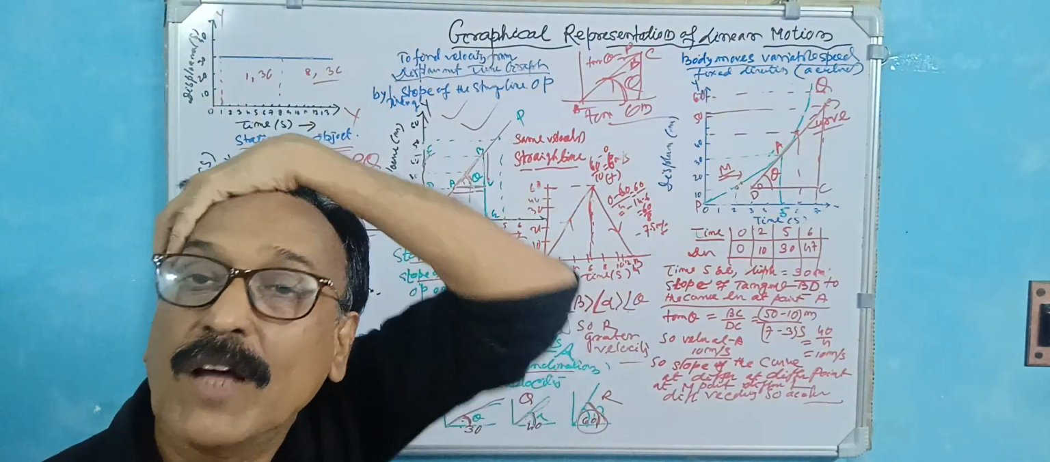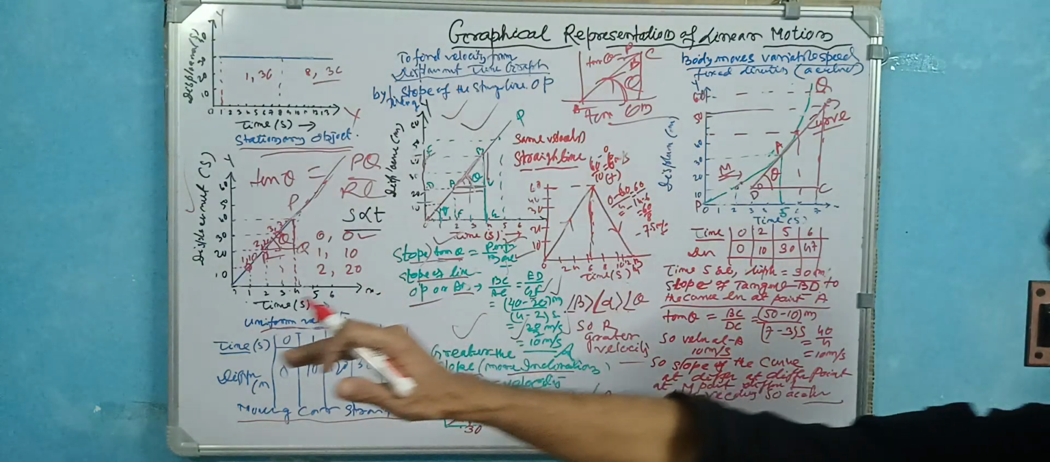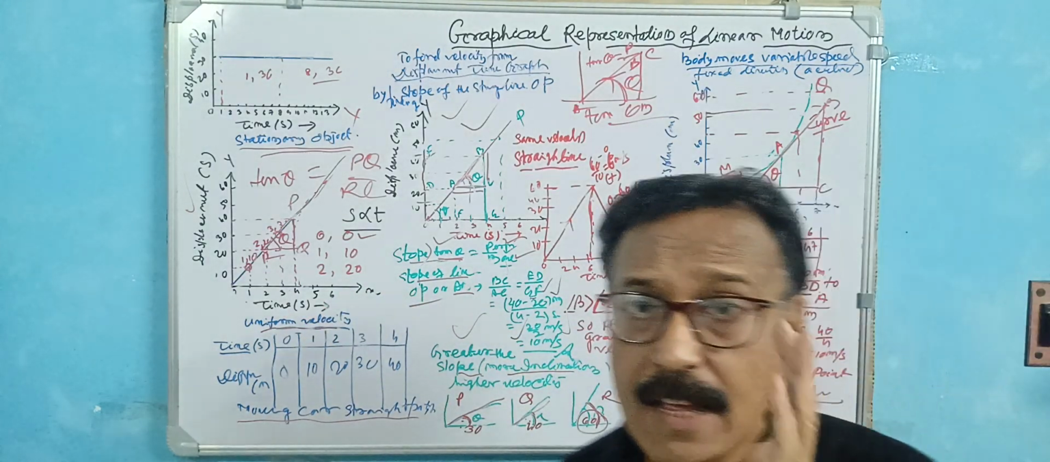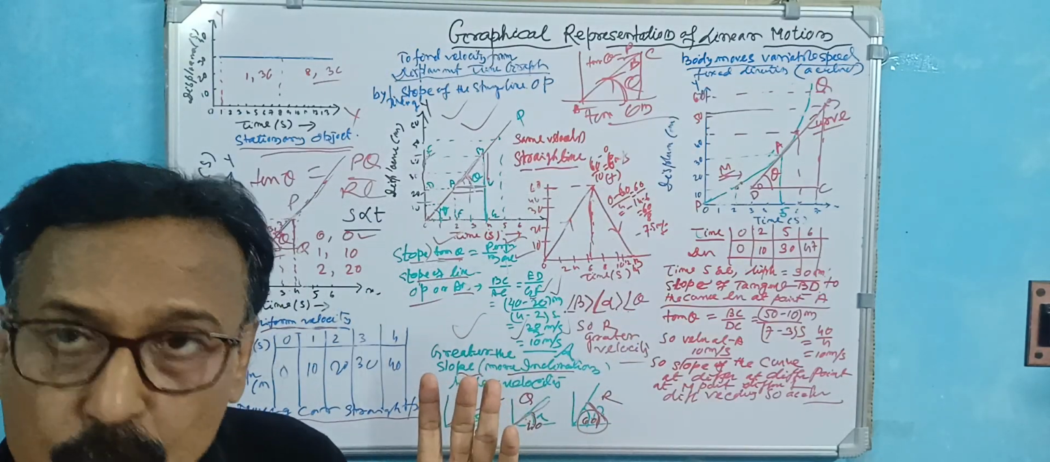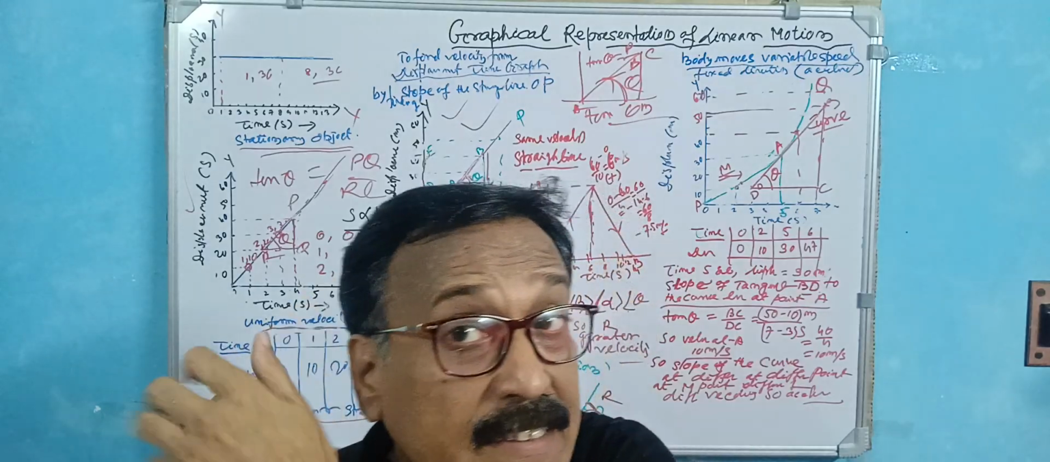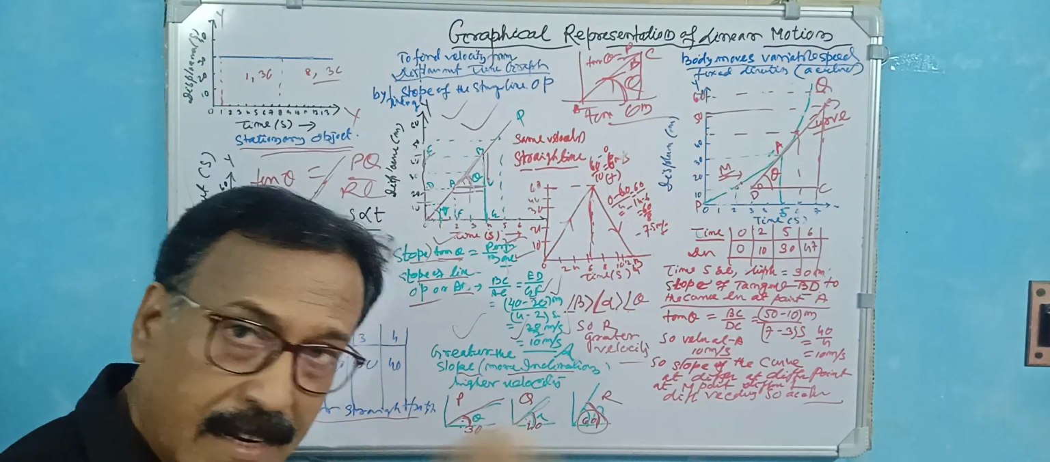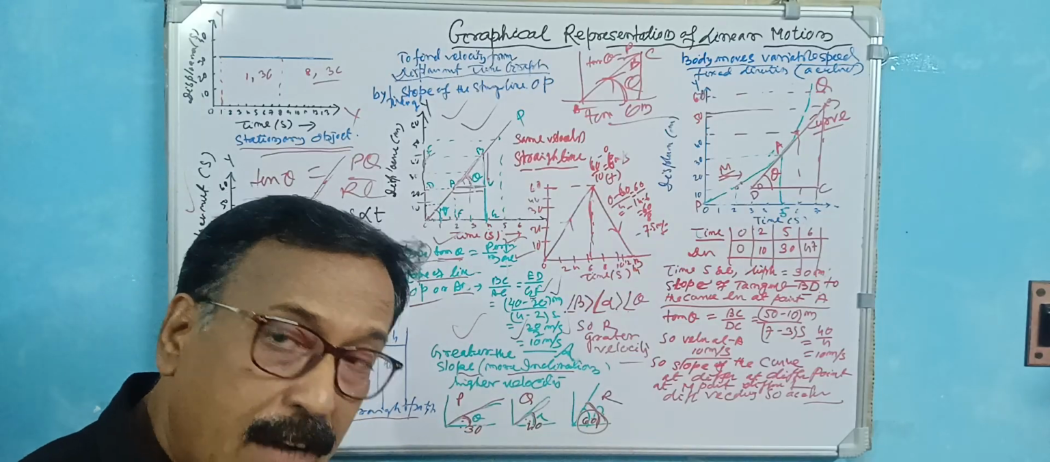You know, in case of tan, from 0 to 90 degrees, the value of tan theta increases. Suppose tan 0 is 0, tan 30 is 1 by root 3, tan 45 is 1, tan 60 is root 3, which means 1.732. That means if the angle is increased in case of tan, the value also increases.